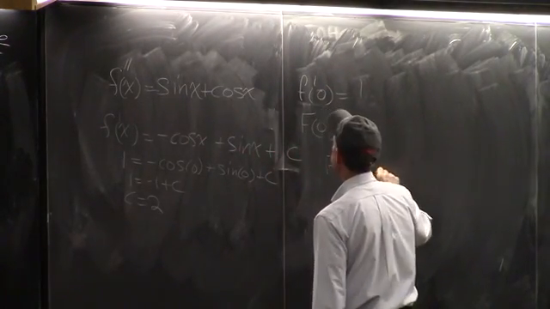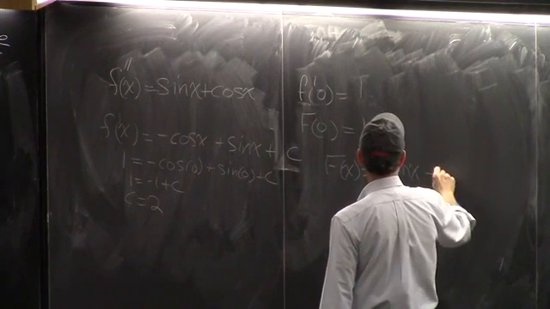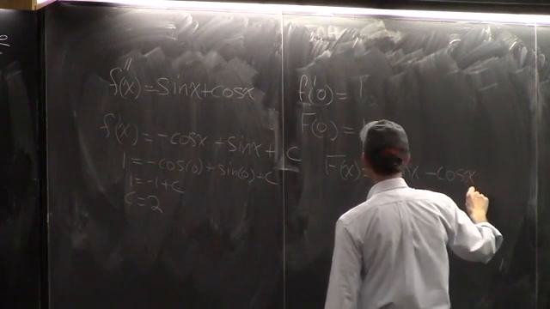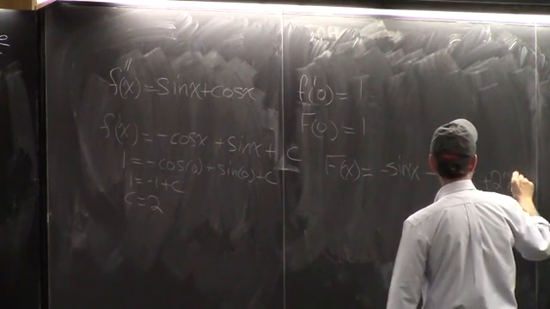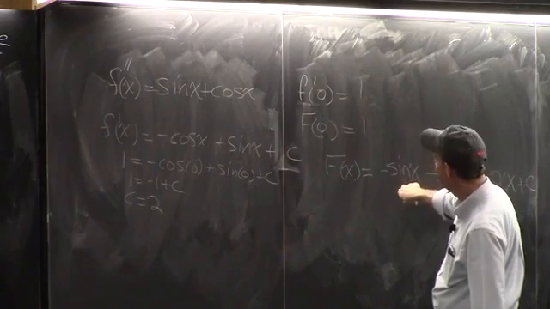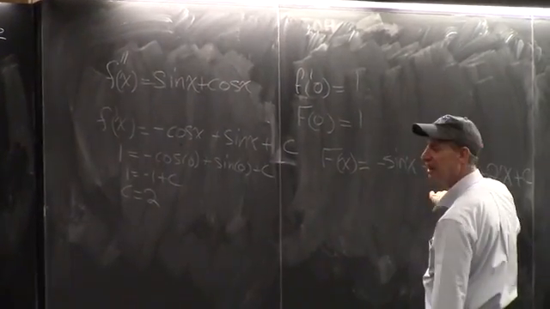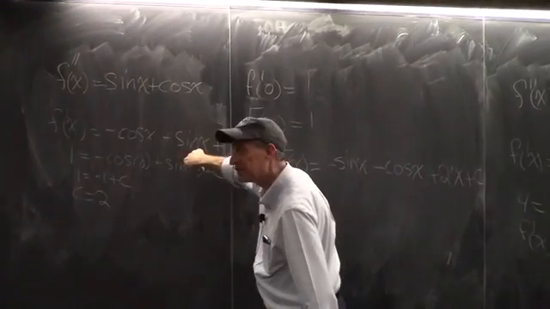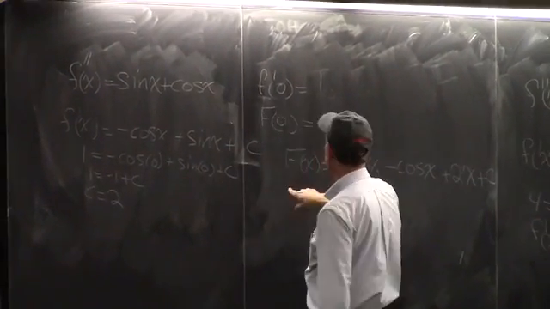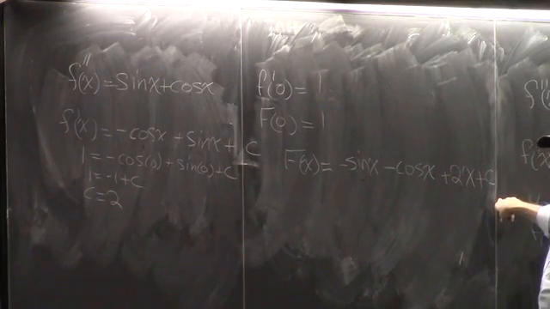Well, f of x is negative sine x minus cosine x plus 2x plus c. Check it. The derivative of sine is cosine, so the derivative of minus sine is minus cosine. The derivative of cosine is minus sine. The derivative of minus cosine is positive sine. Then c came out 2, so the derivative of 2x is 2, plus another constant.